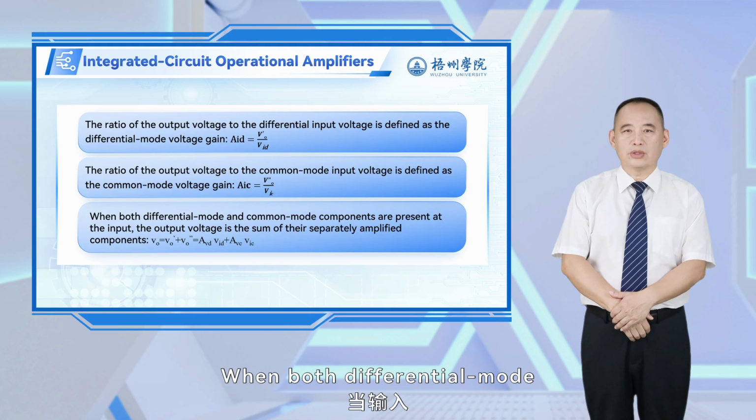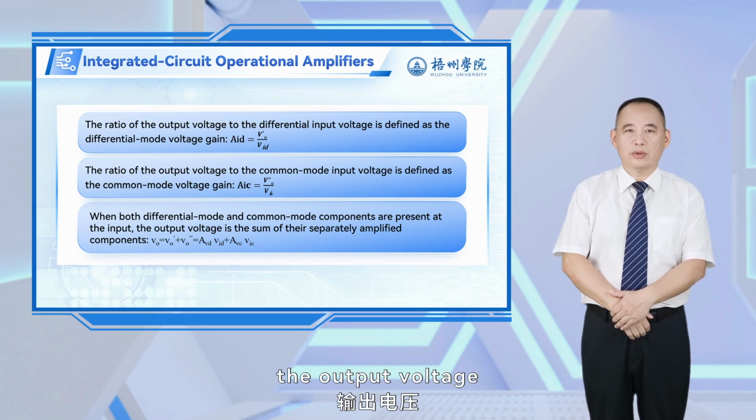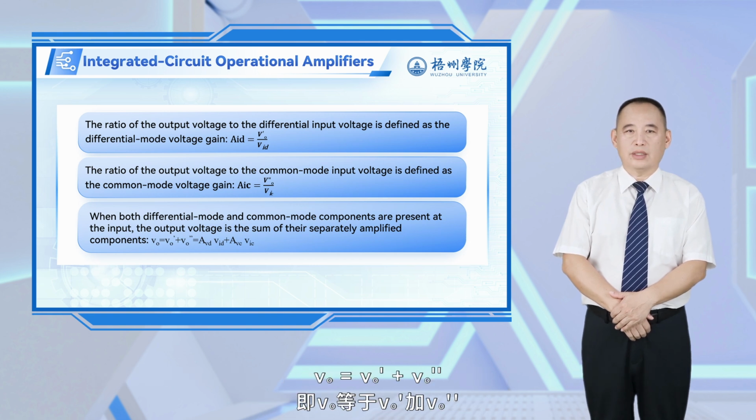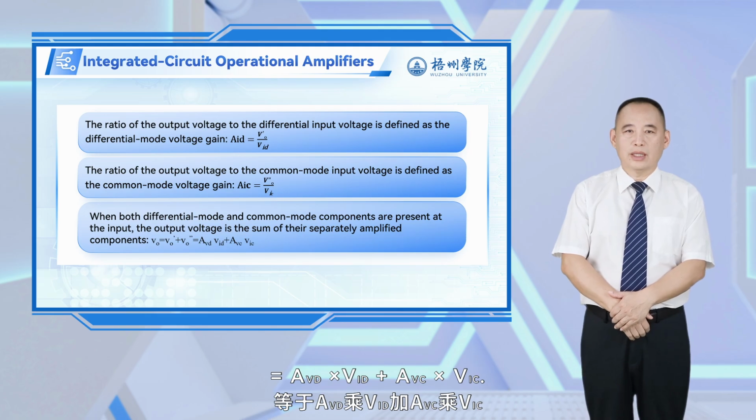When both differential mode and common mode components are present at the input, the output voltage is the sum of their separately amplified components. V sub O equals V sub O prime plus V sub O double prime equals A sub VD times V sub ID plus A sub VC times V sub IC.